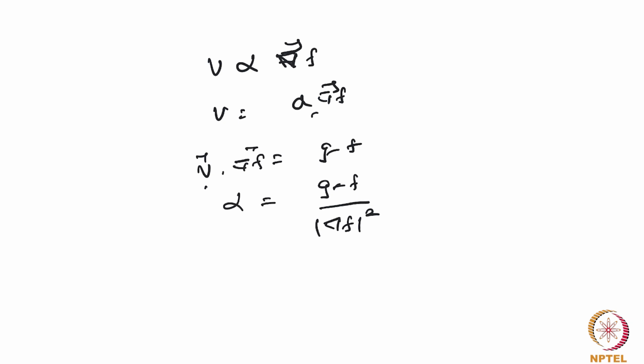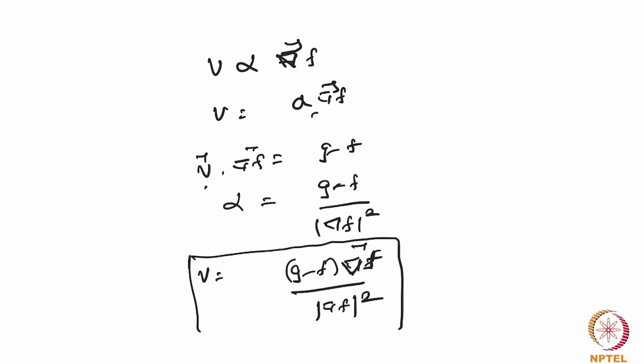Okay, and now that you know alpha, you can always get V to be g minus f times gradient of f divided by the modulus squared of gradient of f. Okay, so this is what we got. Now there are some problems with this equation, because it can blow up: when gradient of f is very small, you can get very large errors.